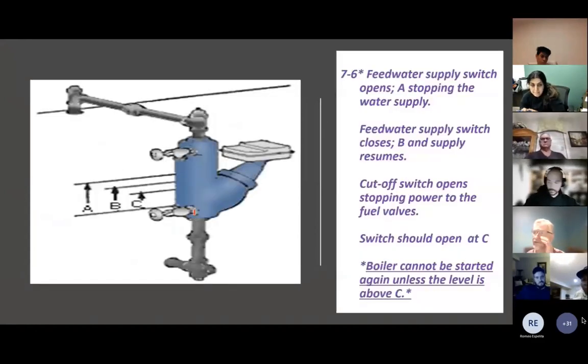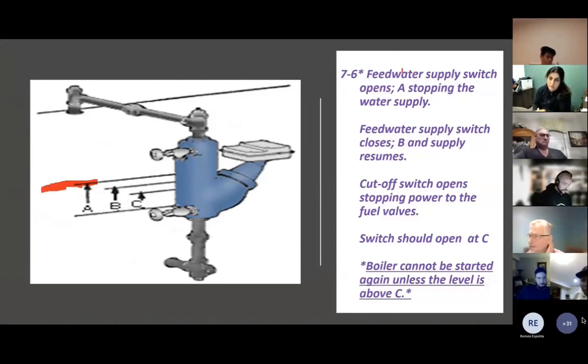The next diagram shows 3 different levels in this device. So A is the first one on the right. Feed water supply switch opens when the level goes below A, and when the level is above A, it's going to stop the feed water supply. If the water drops down to B, feed water supply switch will close and feed water will be resumed.